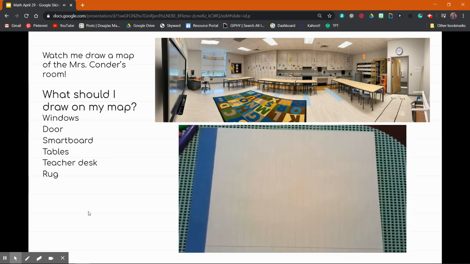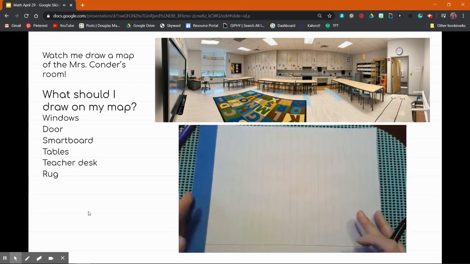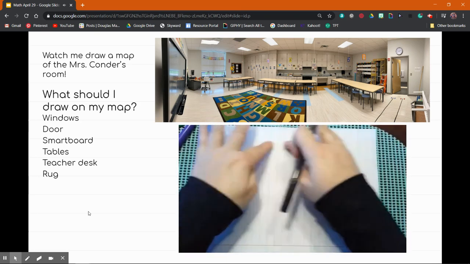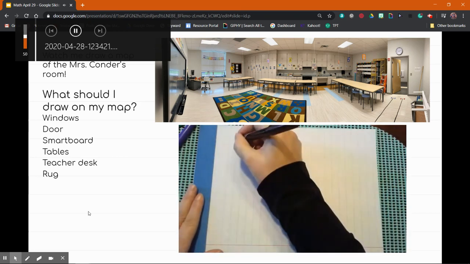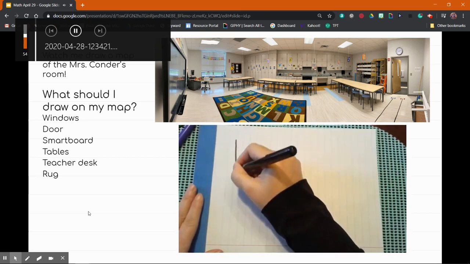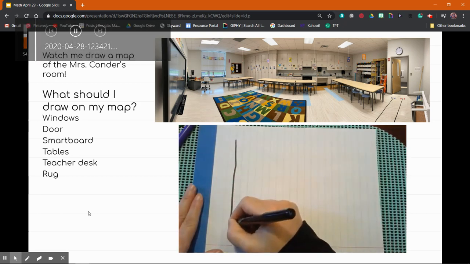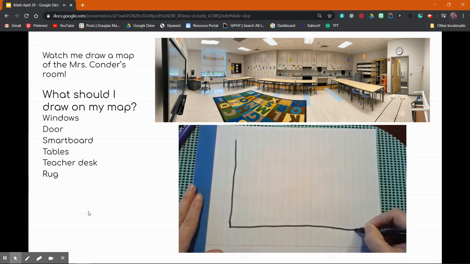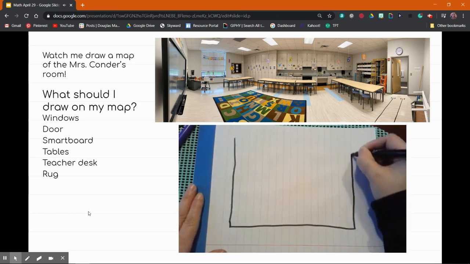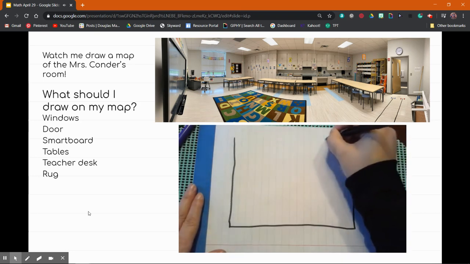Okay, so I have my piece of paper. The first thing I'm going to do is draw the outside of the room. This room is shaped like a square or a rectangle, so that's what I'm going to draw here. We know I'm not a good artist, everyone, but I'm going to try my best to make this look good.